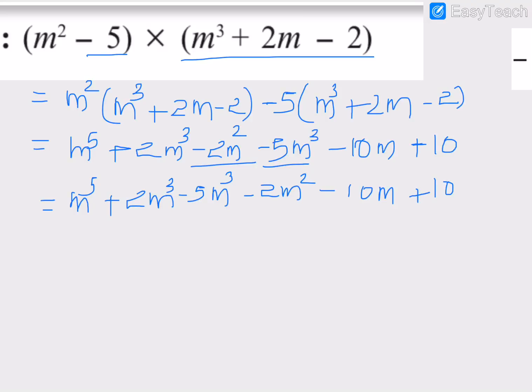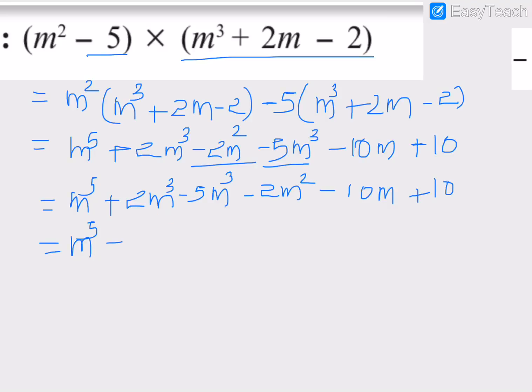So now we can do the solution. m raised to 5 is only the one term, so we will just write m raised to 5 as it is, plus 2m cube minus 5m cube.